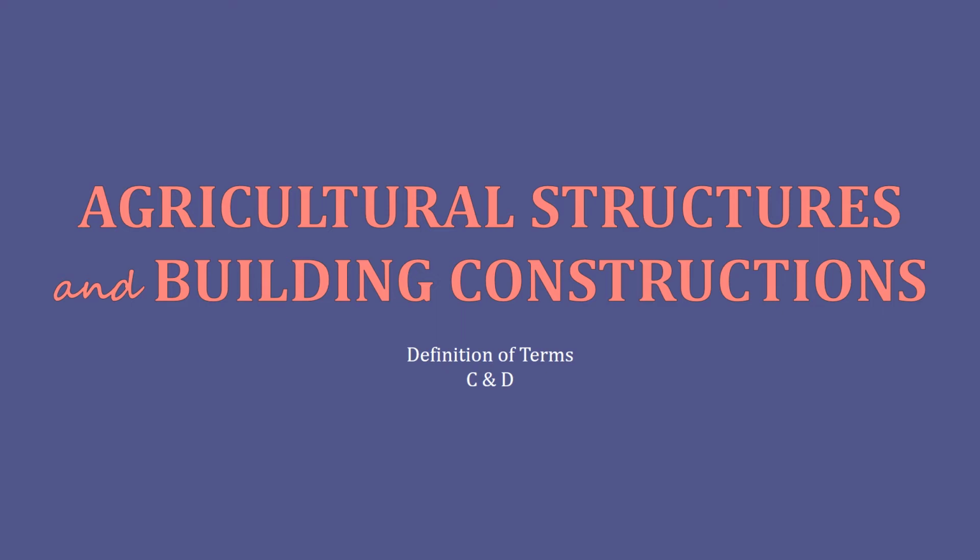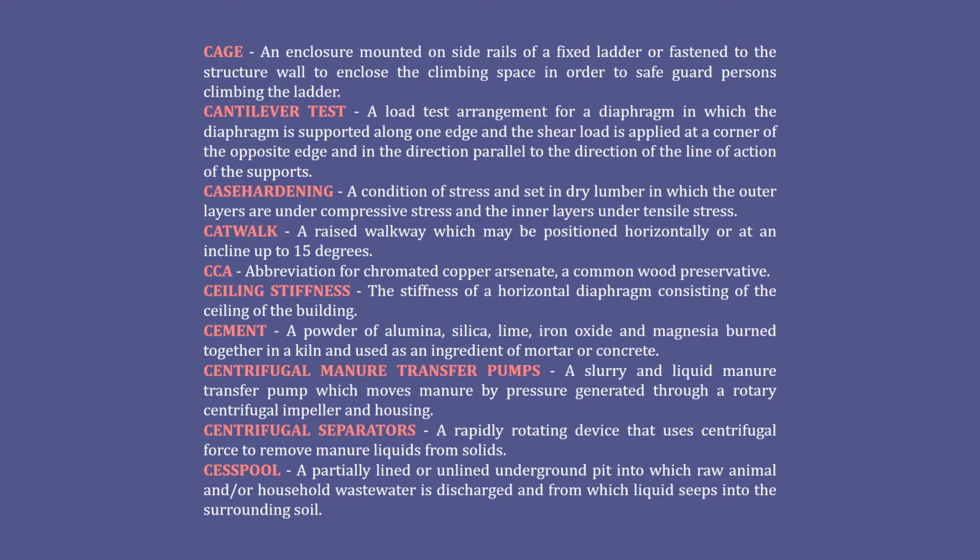This is Agricultural Structures and Building Constructions. Definition of terms. C and D. Cage. An enclosure mounted on side rails of a fixed ladder or fastened to the structure wall to enclose the climbing space in order to safeguard persons climbing the ladder.